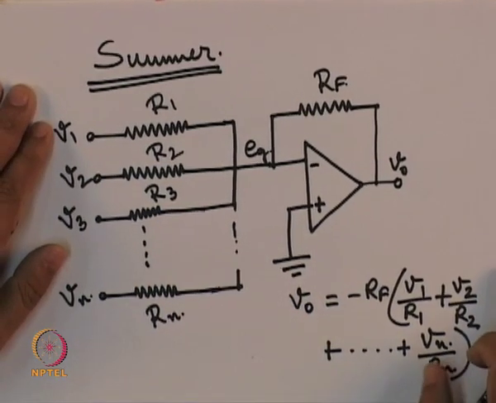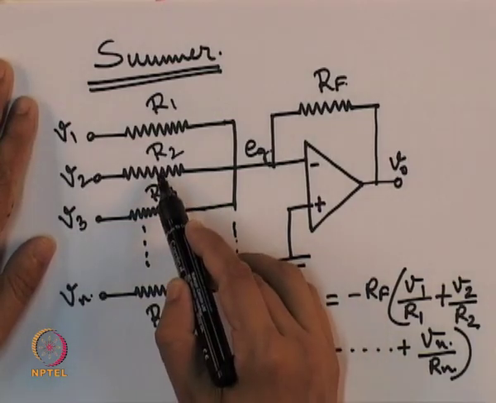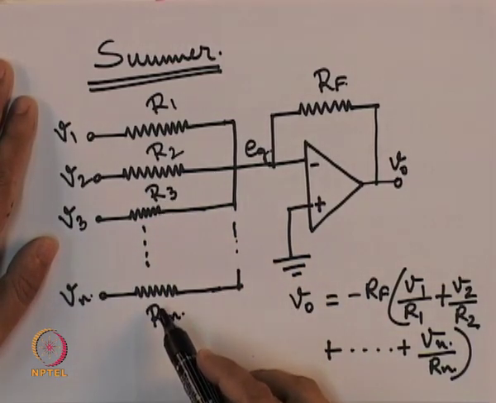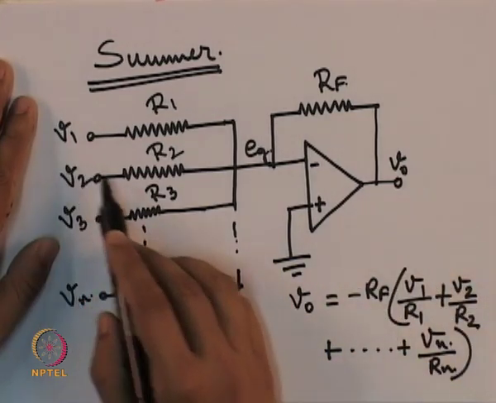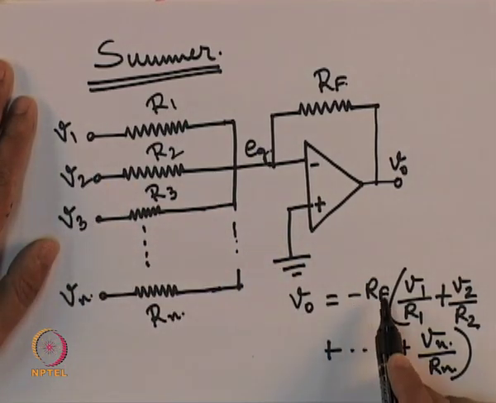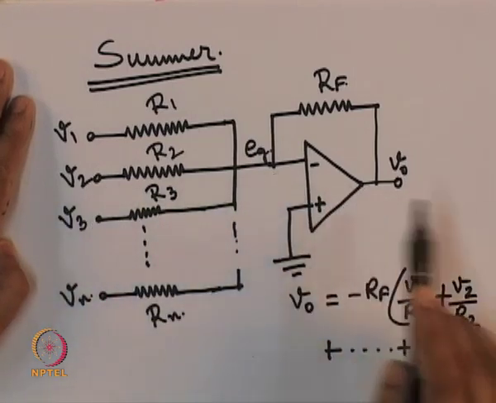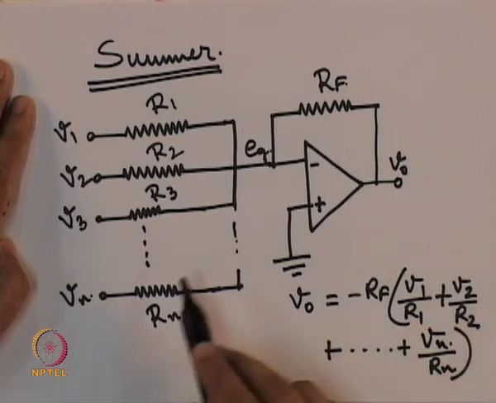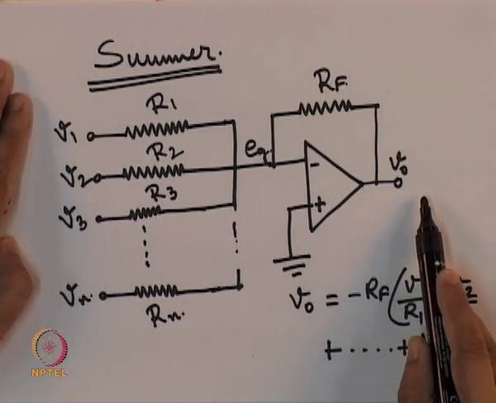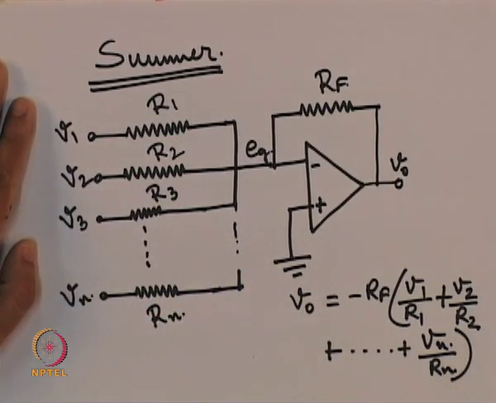So, assume at the beginning we have only V1 connected and the other sources are not connected. Then what it means is that R2, R3 till Rn are simply floating and therefore they do not contribute anything to the output. In that case, if only V1 is connected, the output would simply be minus Rf upon R1 times V1. Similar will be the result for the other sources. For example, when only V2 is connected, the output will be minus Rf upon R2 V2 and so on. And finally, the overall impact on VO will be the sum of the impacts produced by these individual sources, and that is how we get this sum.